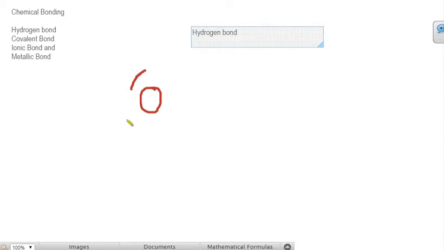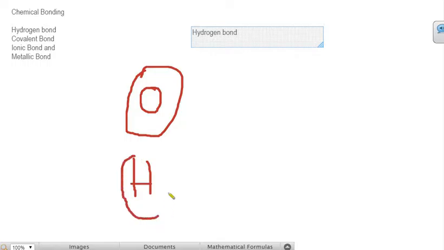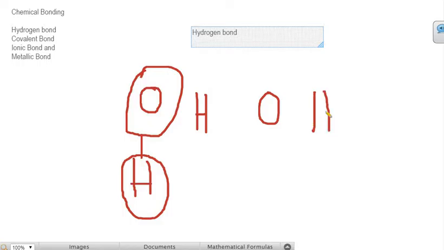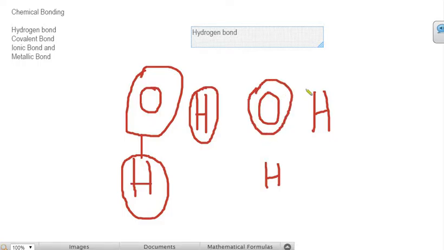This is the oxygen molecule. This is the hydrogen molecule. This is another hydrogen molecule. This is another oxygen molecule. Hydrogen and hydrogen. Now firstly we'll have to start with the diagrams always. Without the diagram it's not possible.